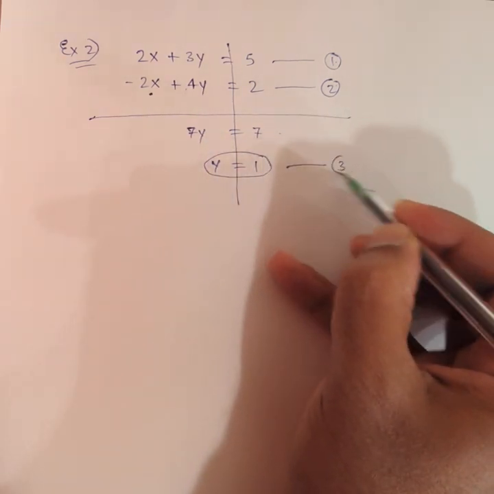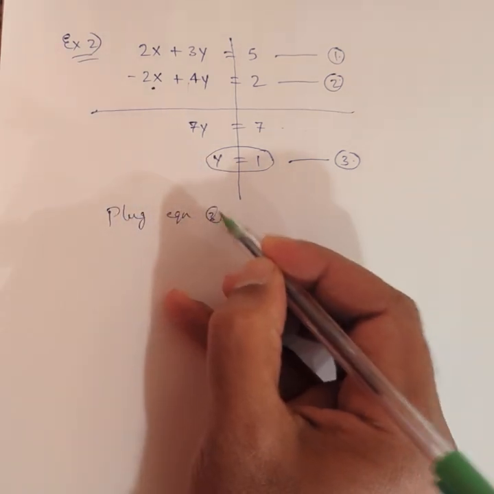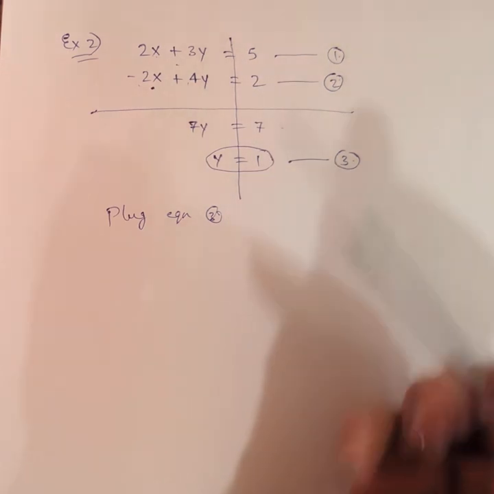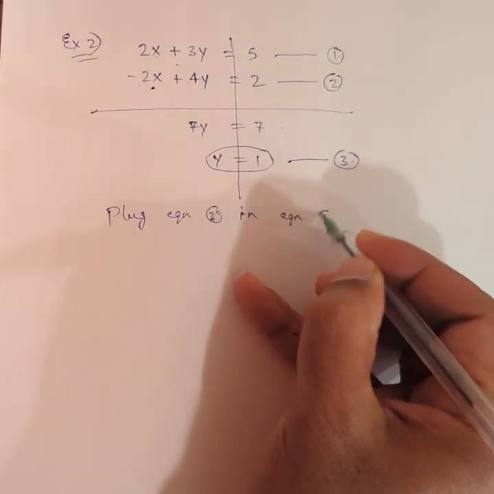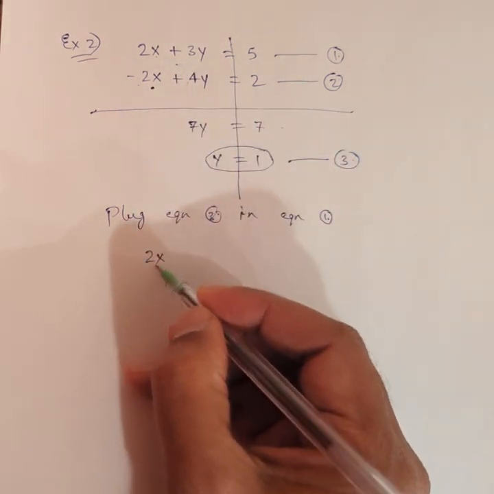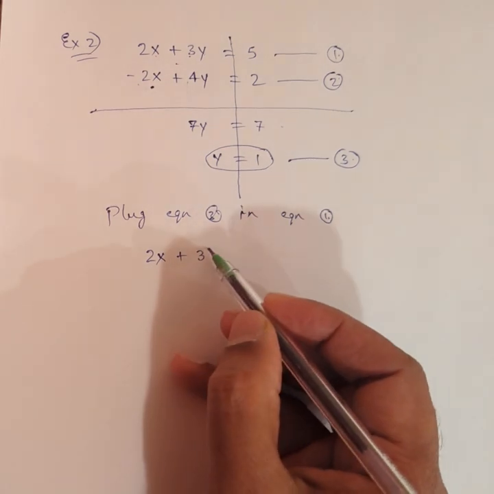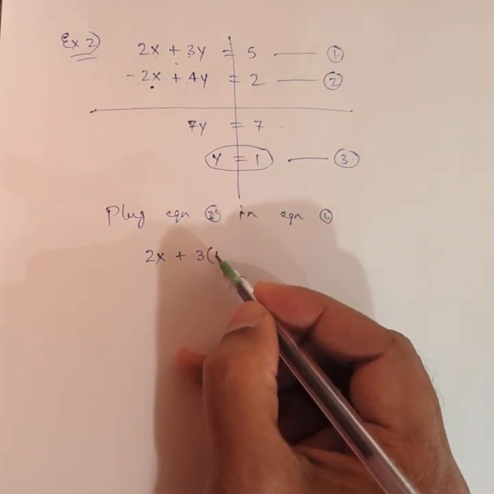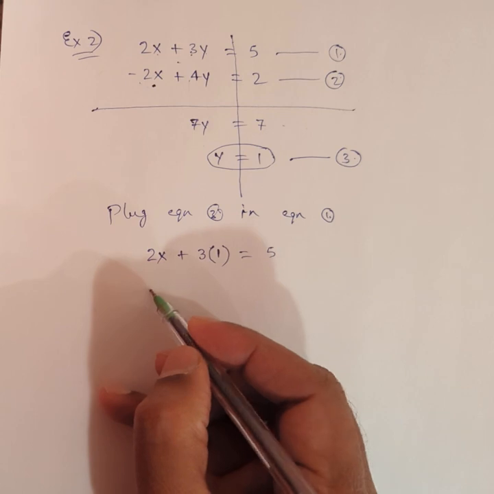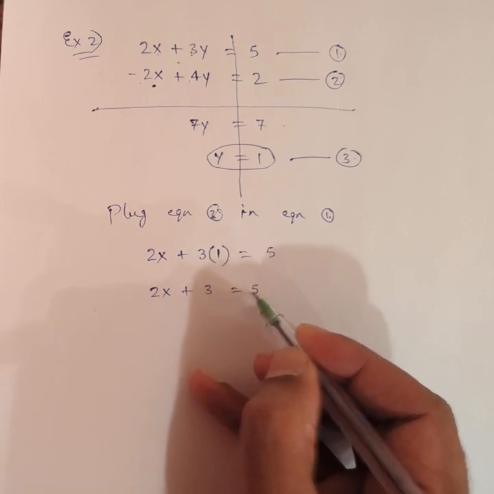So this is my equation 3, and I'm going to plug equation 3 into one of the two equations. I'll use equation 1 because equation 2 has a negative sign and it's better to avoid negative signs. Equation 1 is 2x plus 3y. 3y means 3 times y, but I'm not going to write 3y. I'm going to write 3 times 1, because y is equal to 1, equals 5. Then I have to simplify: 2x plus 3, since 3 times 1 is 3, equals 5.